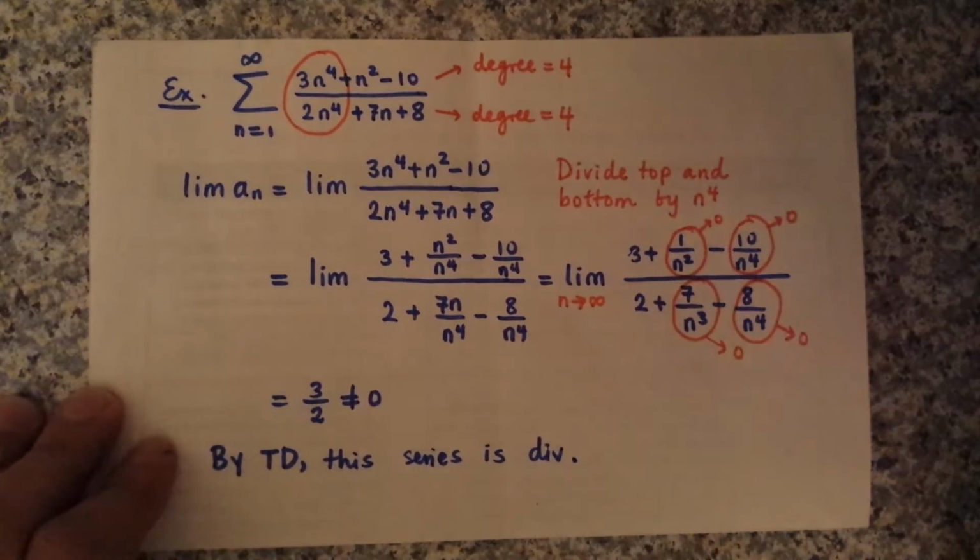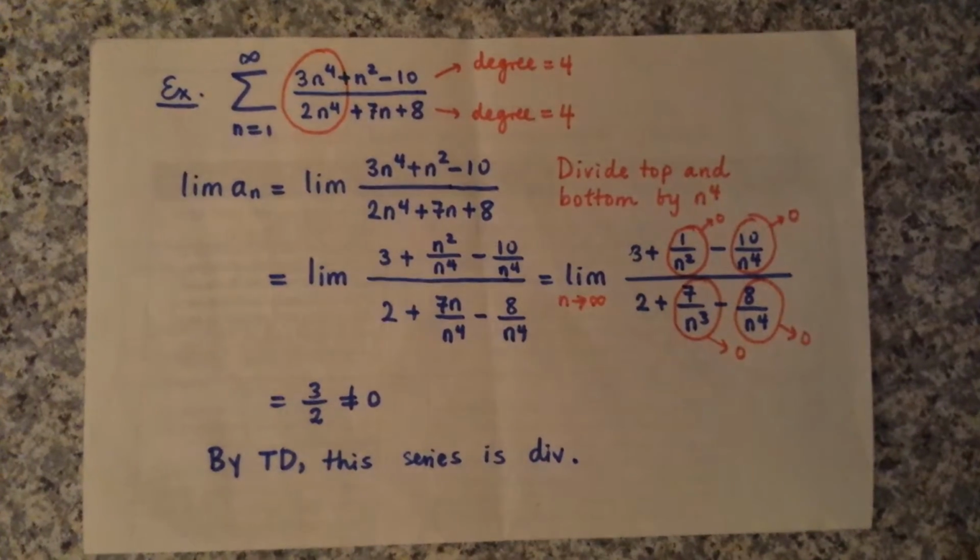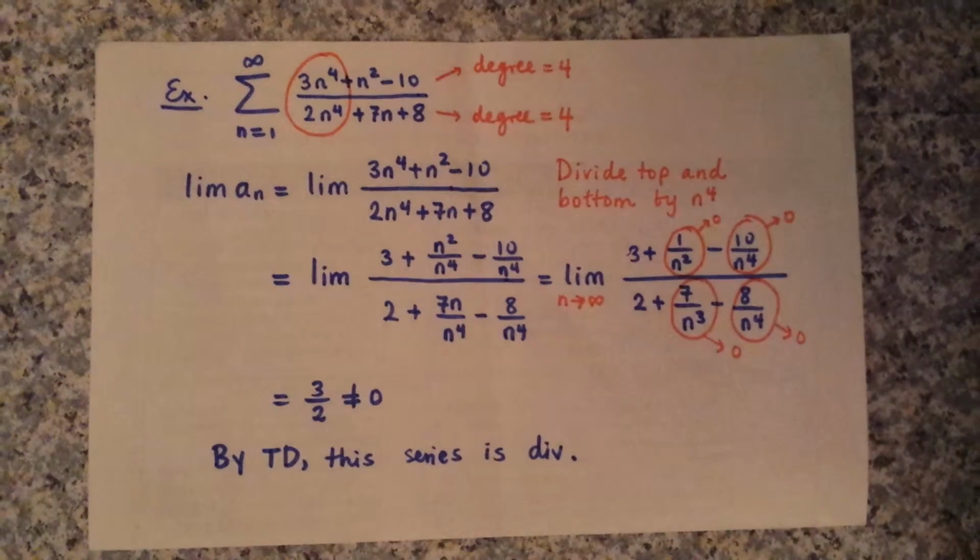So that's what we have. You can see it's so clear. You can just see the limit is not 0. That implies that the series is divergent.